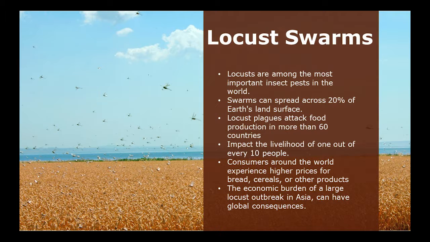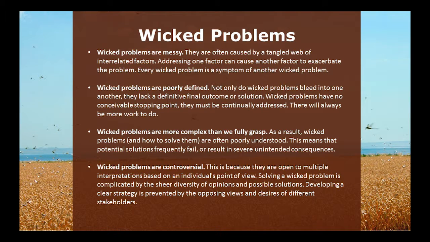So Molly, like most problems that are faced by sustainability scientists, locusts and their plagues are what are known as wicked problems. And so what do you know about wicked problems? Well, I know a few things about wicked problems. They're characterized by 4 defining things, and that is that they are messy, poorly defined, and they are more complex than we can fully grasp.